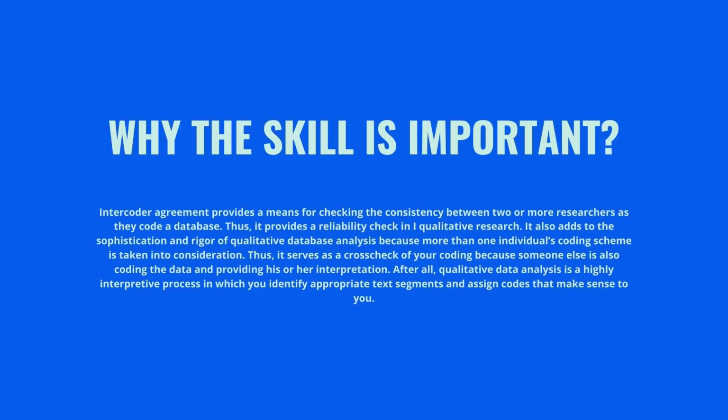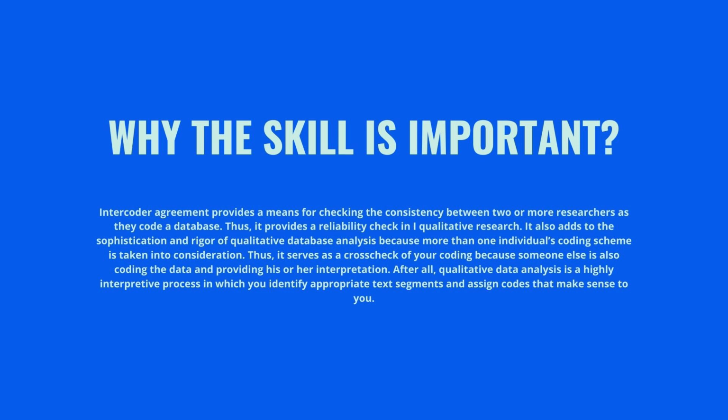So let's get started. The skill of using intercoder agreement to have an additional coder check the accuracy and reliability of your interpretation. Why is the skill important? Intercoder agreement provides a means for checking the consistency between two or more researchers as they code a database. So it provides a reliability check in qualitative research. It also adds to the sophistication and rigor of qualitative database analysis because more than one individual's coding scheme is taken into consideration. So it serves as a cross-check of your coding because someone else is also coding the data and providing his or her interpretation.